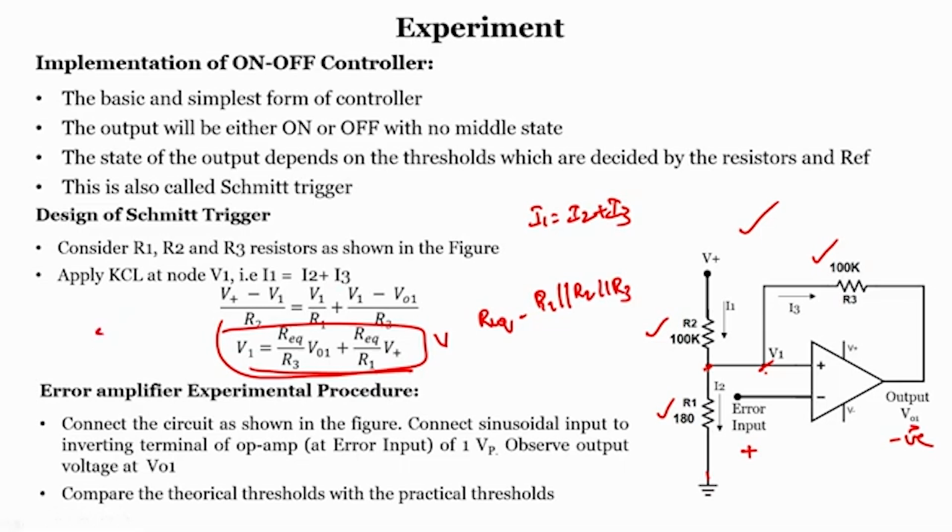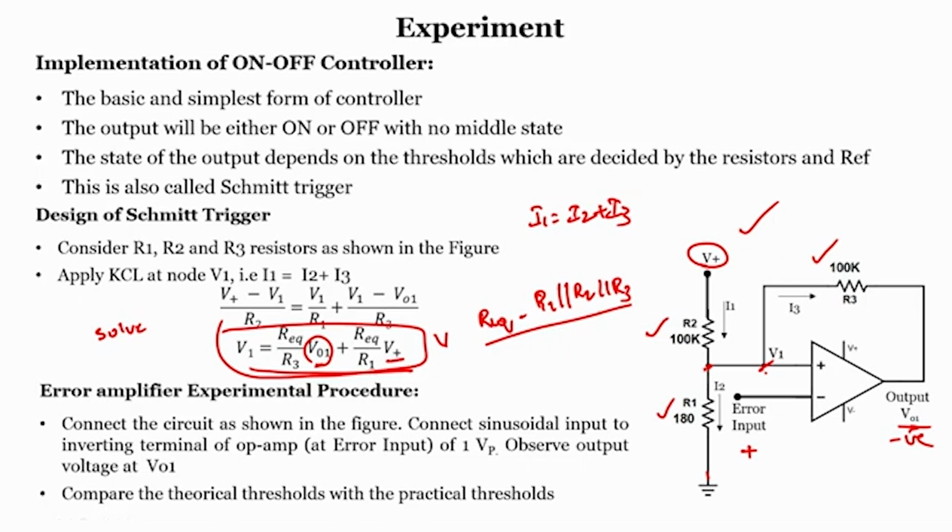When you solve the previous equation, take all V1s to one side and the remaining terms to the other side. R equivalent is nothing but R1 parallel to R2 parallel to R3. We will get V1 as R equivalent by R3 into V1 and R equivalent by R1 into V plus. That means it depends completely upon our V plus, and it also depends completely upon VO1. Now, how does VO1 work?